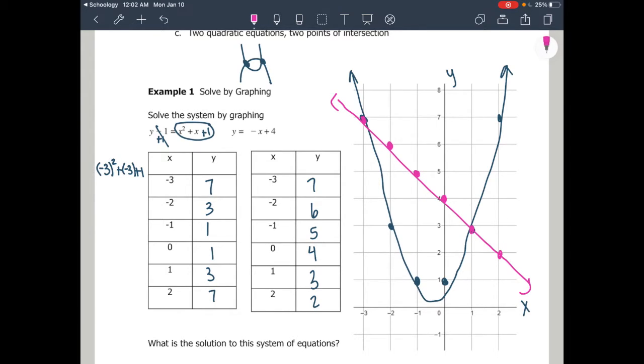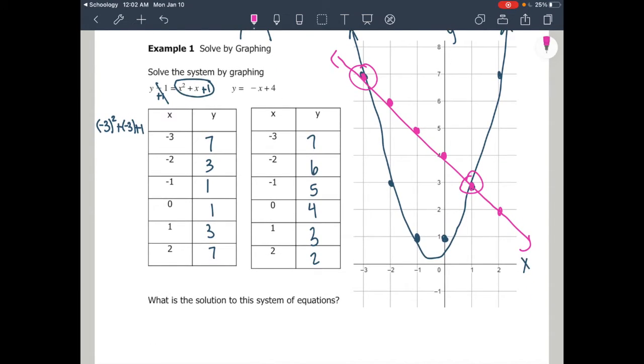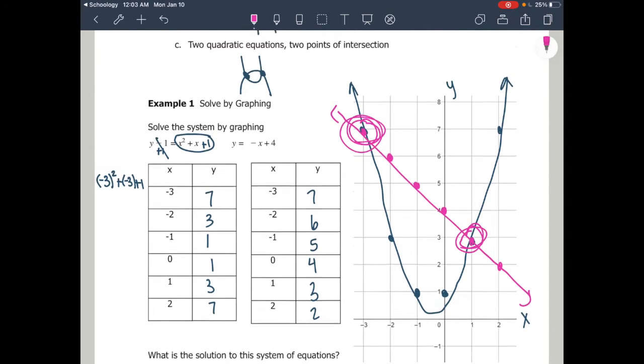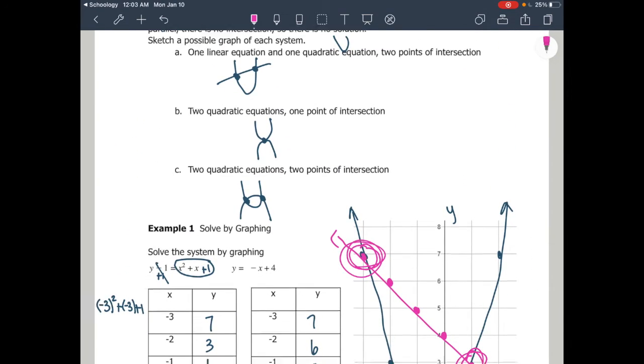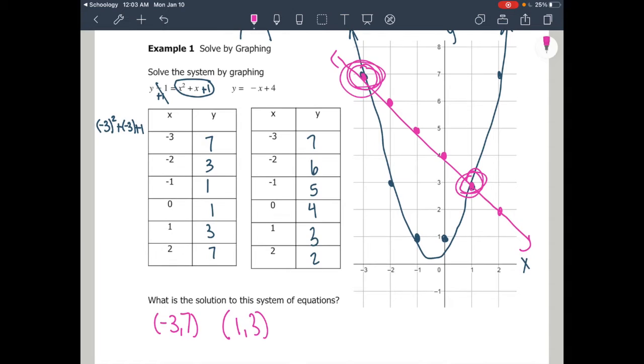So I notice in this situation they're hitting at 2 points. So the solution to this system is the 2 points, -3, 7, that was this point right here, and then also the point 1, 3. So these equations, like we talked about, can have no solution, one solution, two solutions. This situation had two.